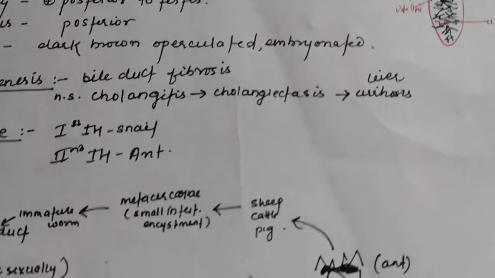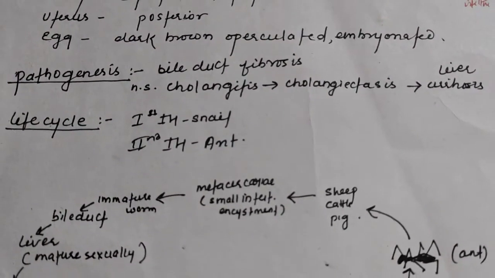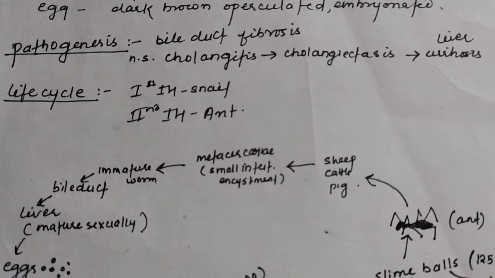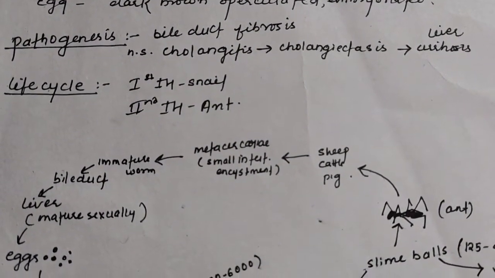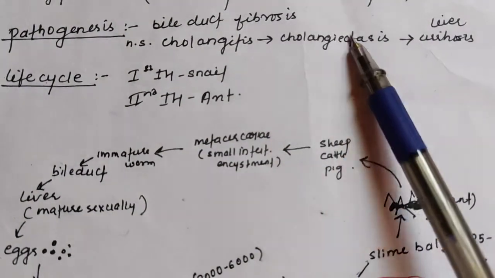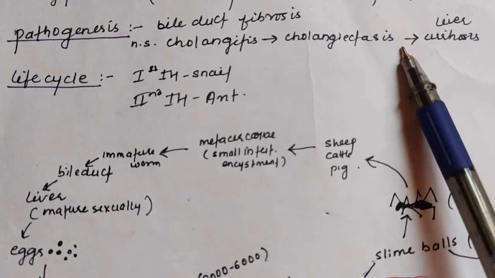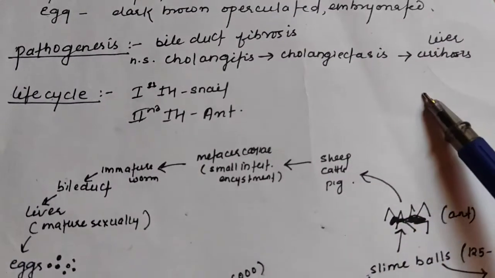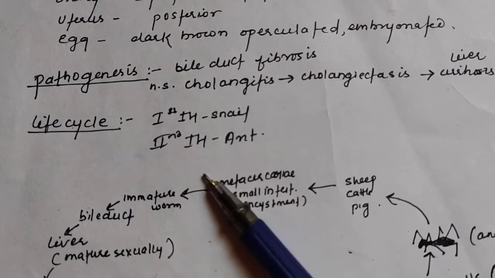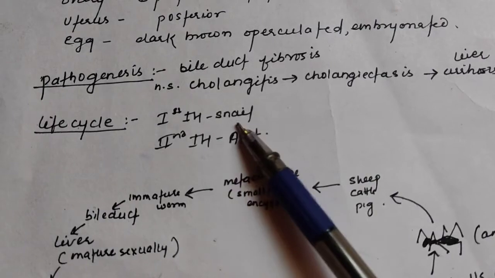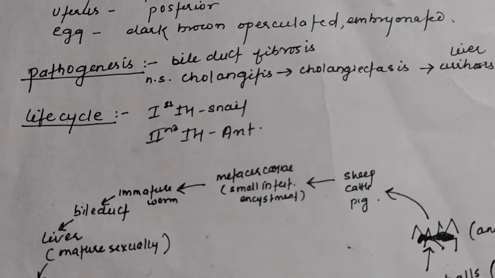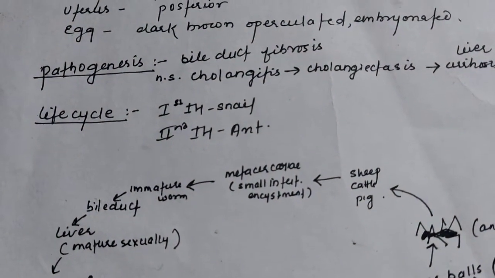Now, the pathogenesis. This Dicrocoelium dendriticum species occurs in the bile duct and it causes non-suppurative cholangitis, which leads to cholangiectasis, and in the last it causes liver cirrhosis. The life cycle of Dicrocoelium dendriticum includes the land snail as the first intermediate host, and the ant as the second intermediate host.